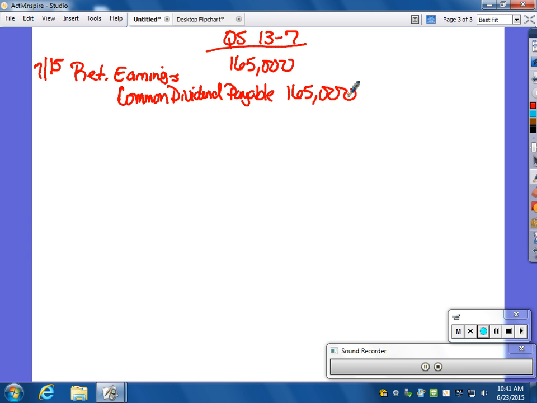Okay, next it says August 15th. Date of record is August 15th for the cash dividend declared on July 15th. So now this is the date of record. What kind of journal entry do we do? When you think about the 3 dates we talked about, date of declaration we just did. Date of record, do you require a journal entry? No. So no journal entry required.